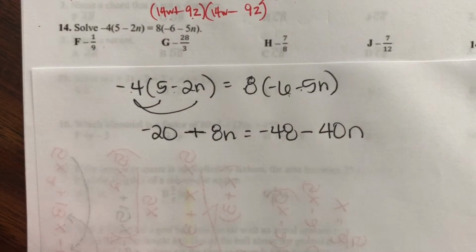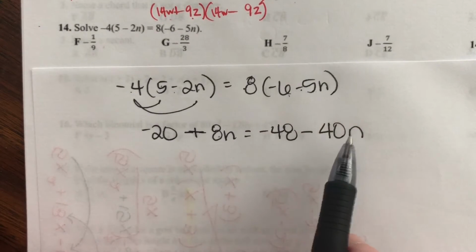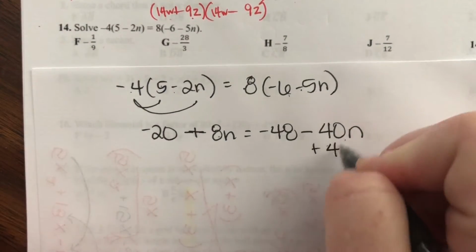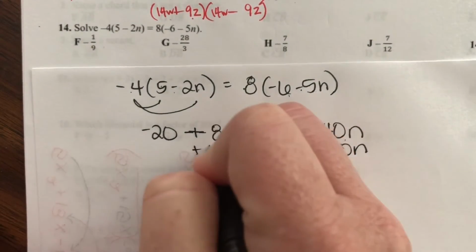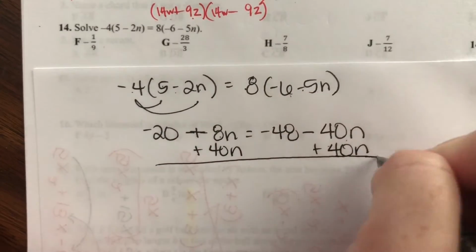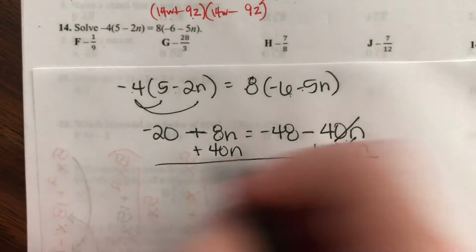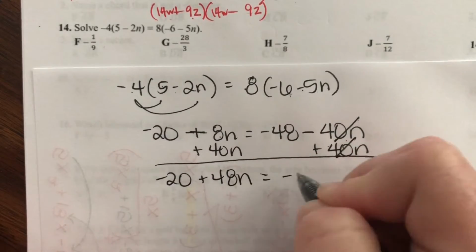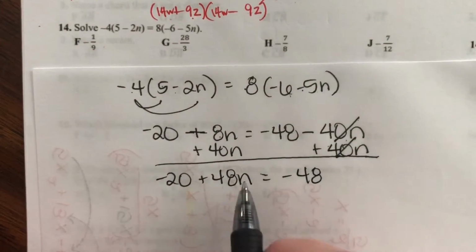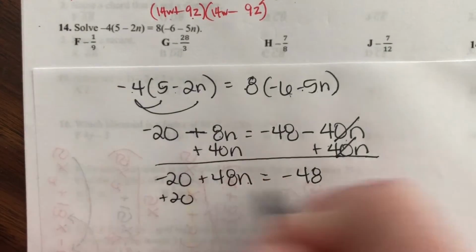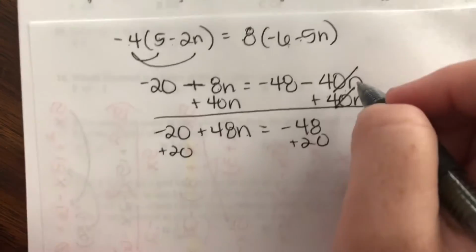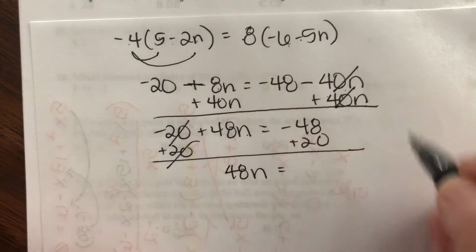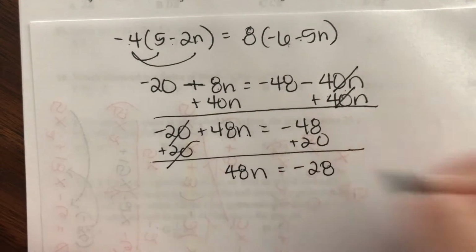I need to get n on one side, so I've got an 8n and a -40n. I need to get rid of the smallest. So I'm going to get rid of minus 40n by adding. And I got to do the same thing on this side of the equal sign. These go away. So I've got -20 plus 48n equals -48. I need to get n alone, so I'm going to add 20. This goes away. 48n equals -28.